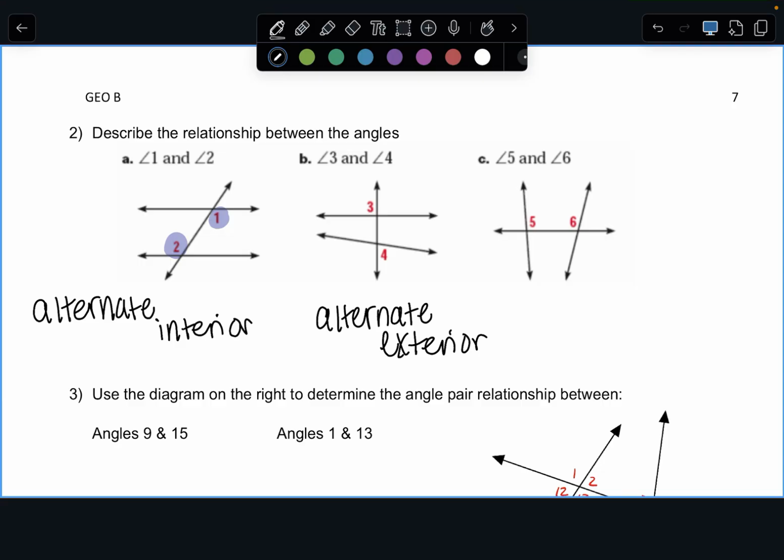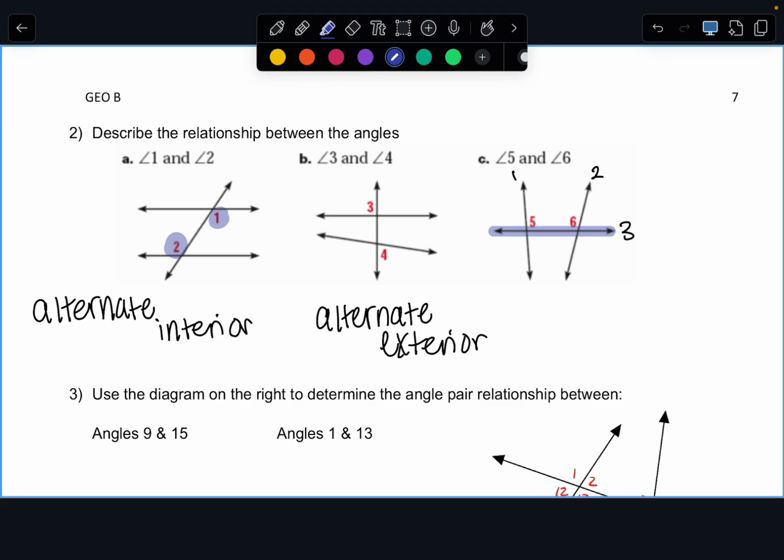This one's a little trickier. What's our transversal here? Is it line 1, line 2, or line 3? I agree, it's line 3. We kind of have to turn it a little bit. It's line 3 because here's our two lines and here's the one line that goes through both. Okay, so you're looking for the line that intersects both lines, and that's your transversal.